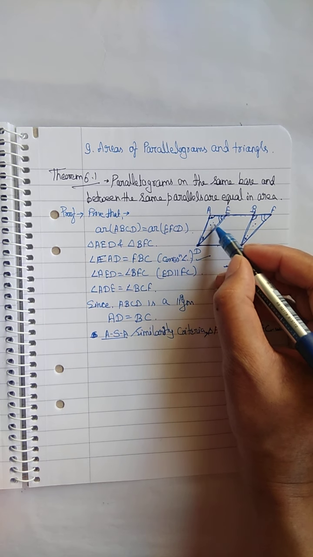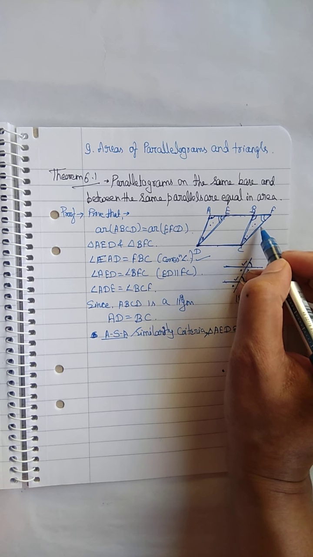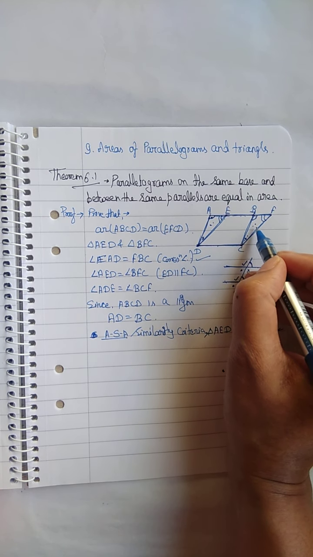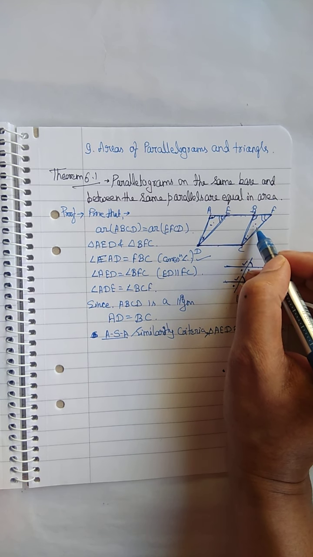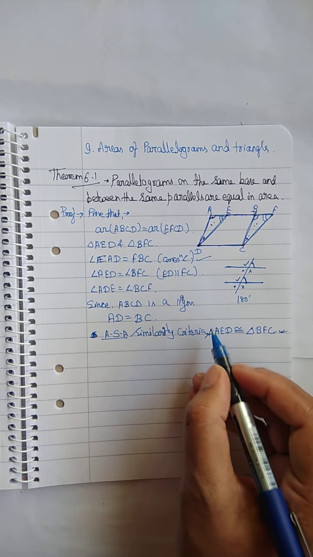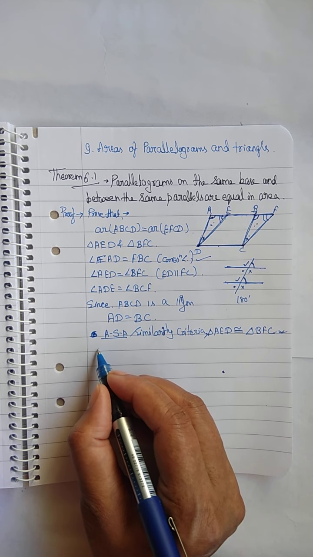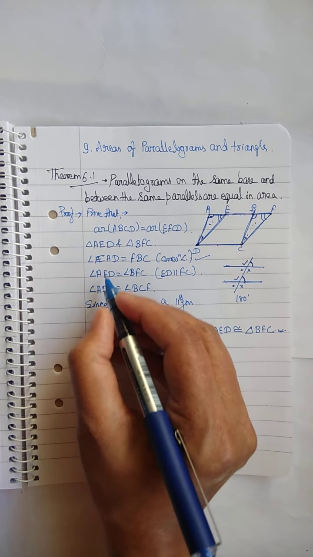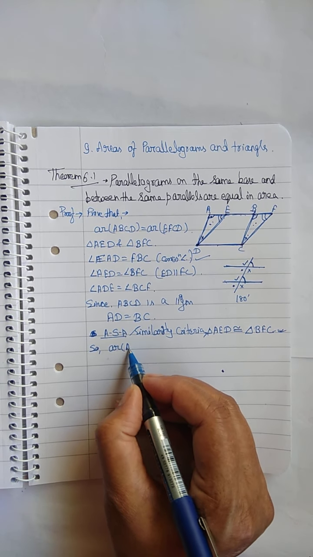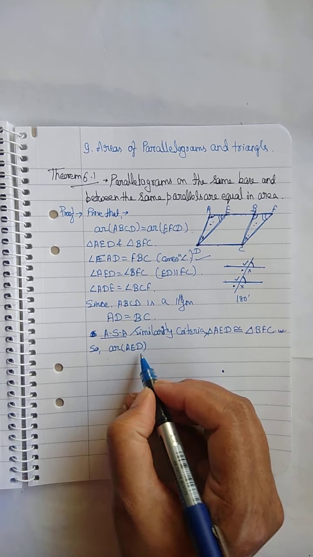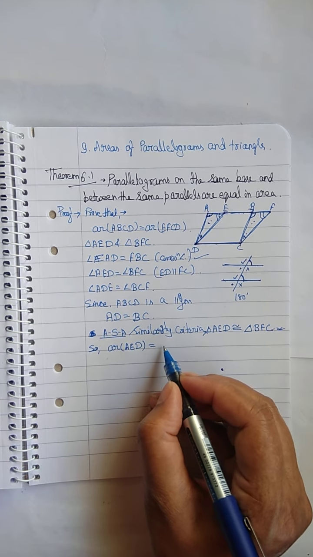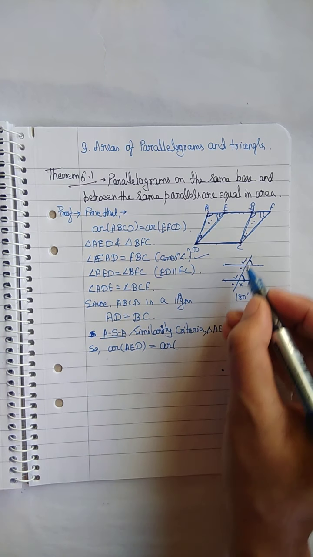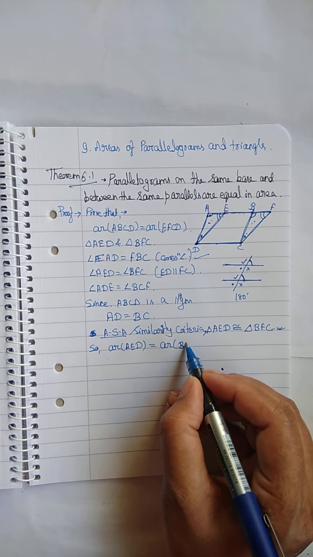So if two triangles are congruent, that means what? Their areas will be equal. Correct? So if two triangles are congruent, we can write the area of triangle AED equals the area of triangle BFC.